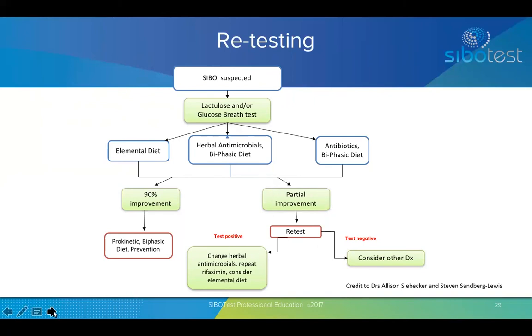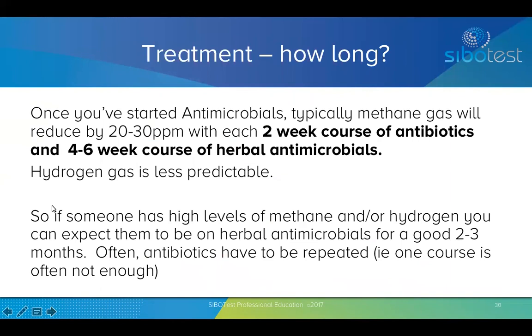And how long should you treat? Well, this is not really a presentation that's going to be talking much about treatment, but typically what we can expect with methane gas is that a round of herbal antimicrobials, which lasts typically 4 to 6 weeks, will reduce methane by 20 to 30 parts per million. So if you've got somebody that has methane levels 60, 70, 80, 90, you can roughly estimate that it's going to take longer than 6 weeks.